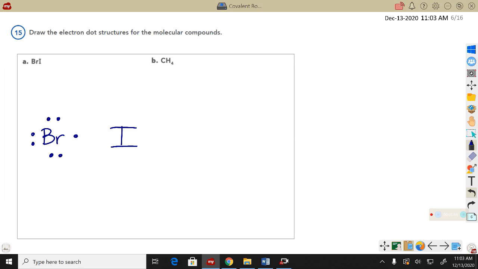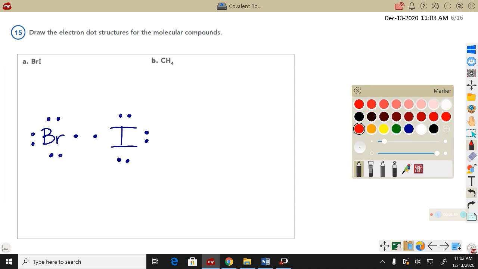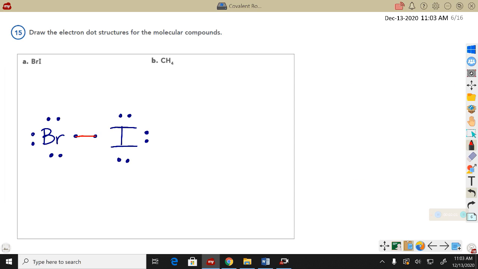Iodine is also going to have 7 valence electrons. So I'm going to kind of purposely put the single electron toward the middle. So there's 1, 2, 3, 4, 5, 6, 7. I'll purposely put it so that the single dots are toward the middle, and then we can link them up. Single bond.